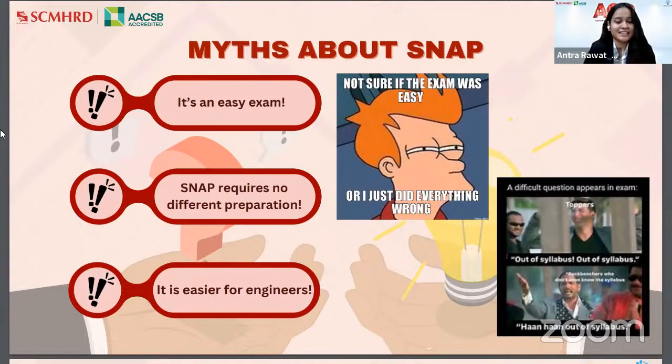Third is it is easier for engineers. I myself am non-engineer. Agniva here is also non-engineer. So basically he can share his experience, but from my side, I can tell that this exam was not something that I felt that me being non-engineer, it was very difficult for me. So Agniva, will you share your experience?